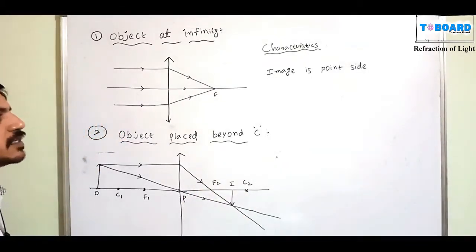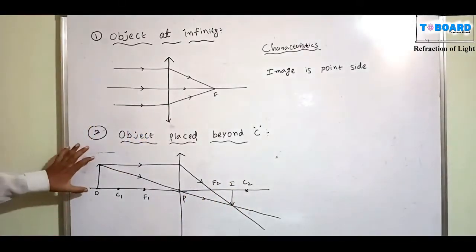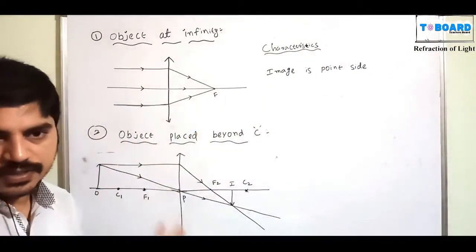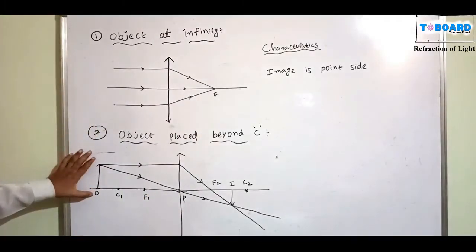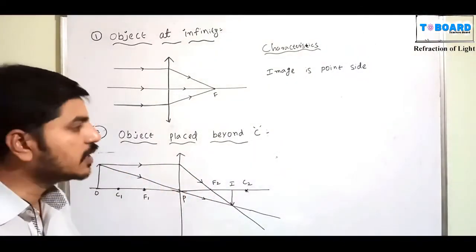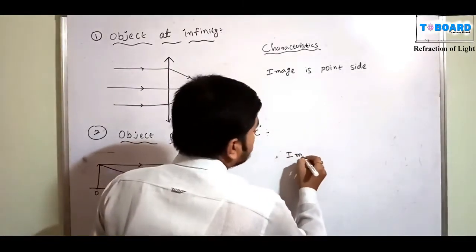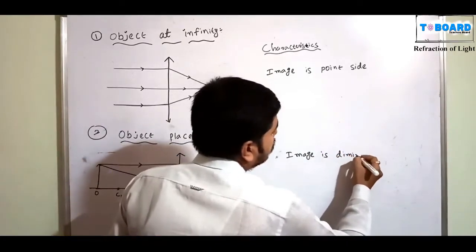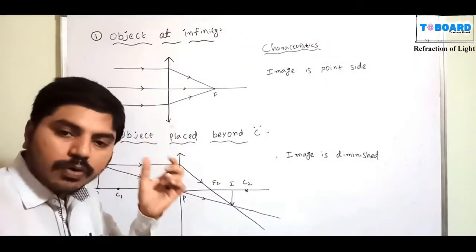So what about the characteristics? Now here I am going to write the characteristics. Once you observe, compared to the size of the object, the image size is less in this condition. The object height O is bigger than the image size. So I am going to say the image is diminished. Diminished is nothing but a small size compared to the object.